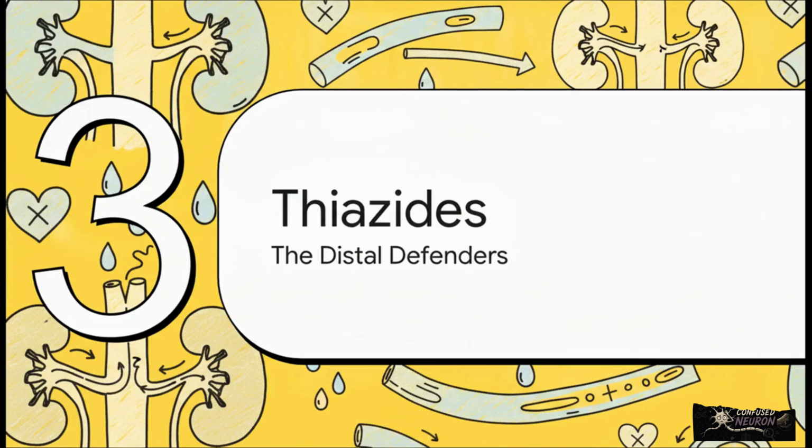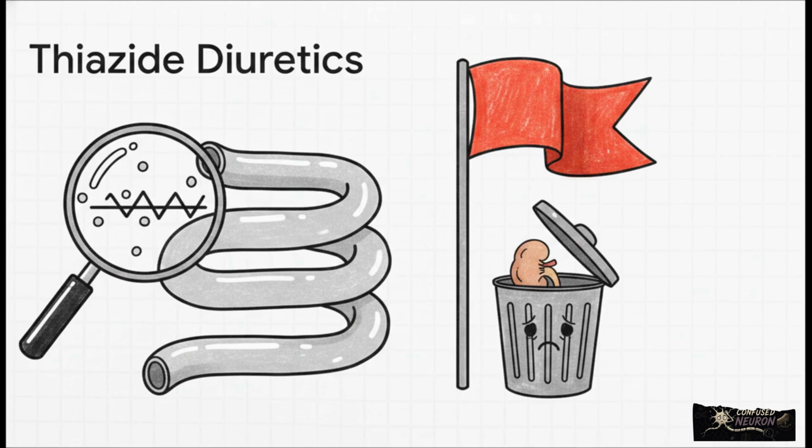Section 3, thiazides, the distal defenders. Let's draw a quick pop-up box right over the distal convoluted tubule. Drugs like hydrochlorothiazide and chlorthalidone, this is their turf. They block the sodium and chloride co-transporter, so sodium and chloride get trapped in the tubular fluid, and water just passively follows them straight out into the urine.